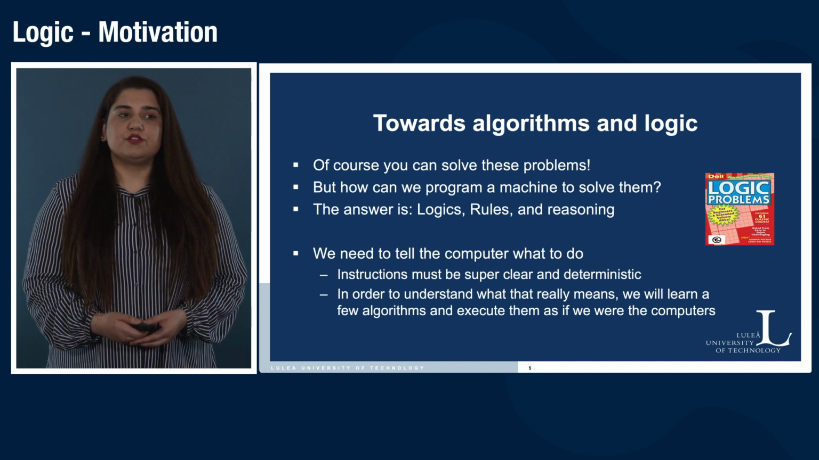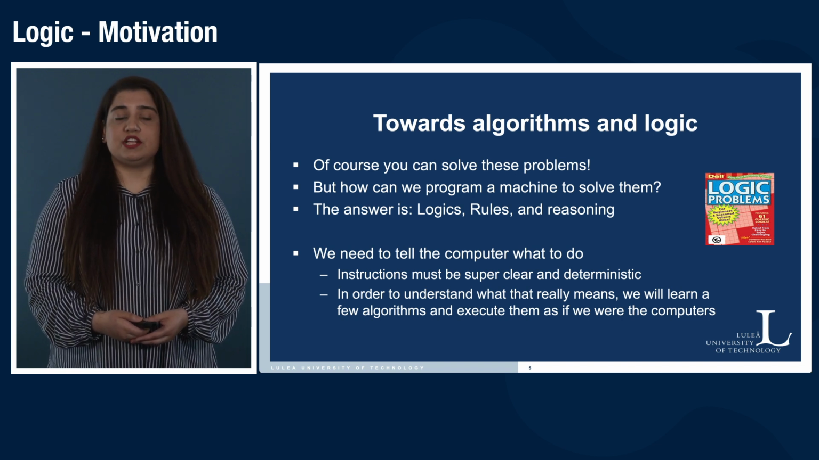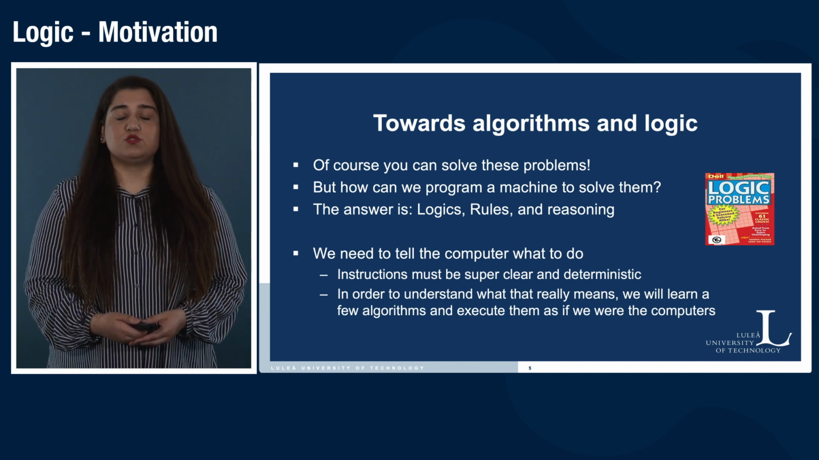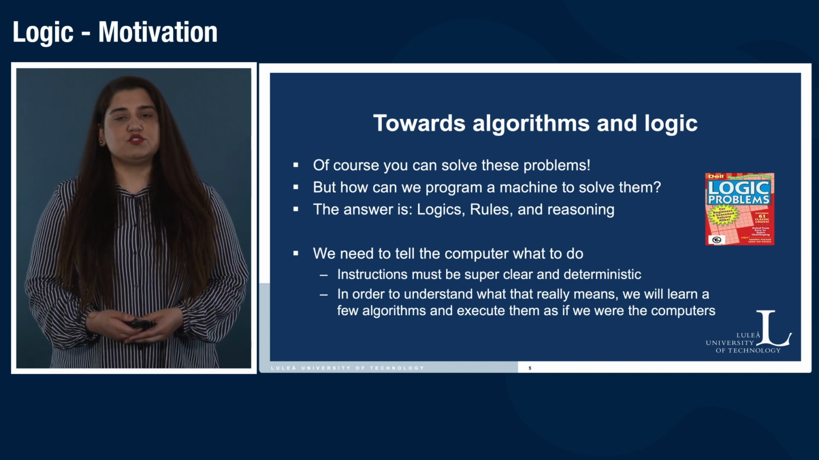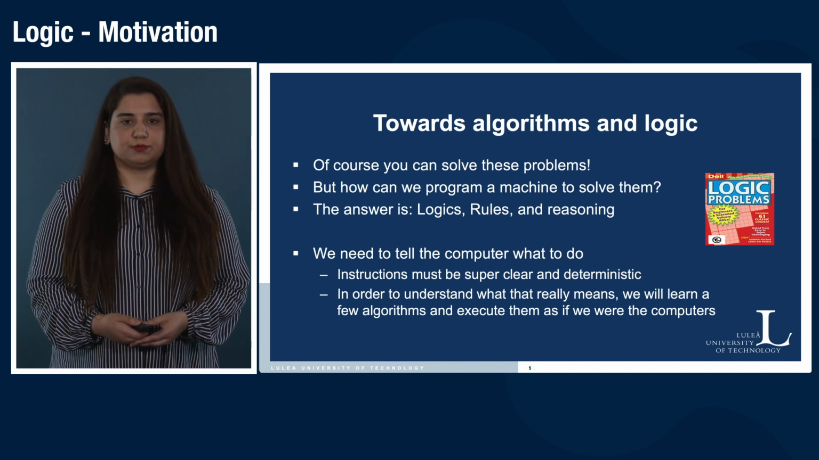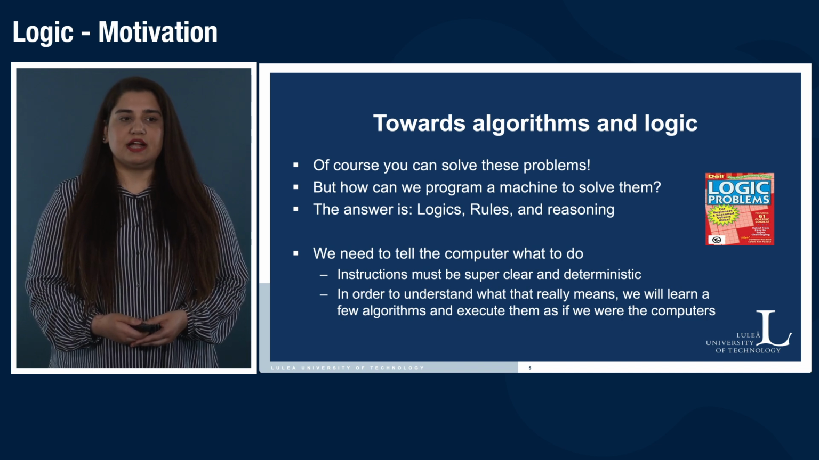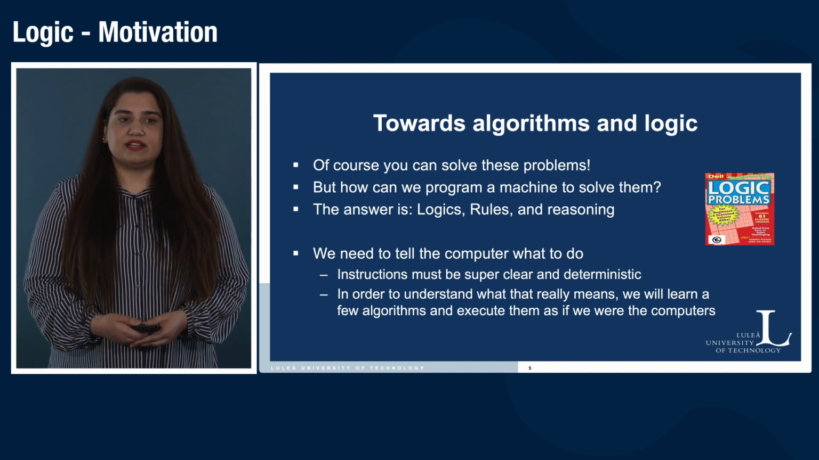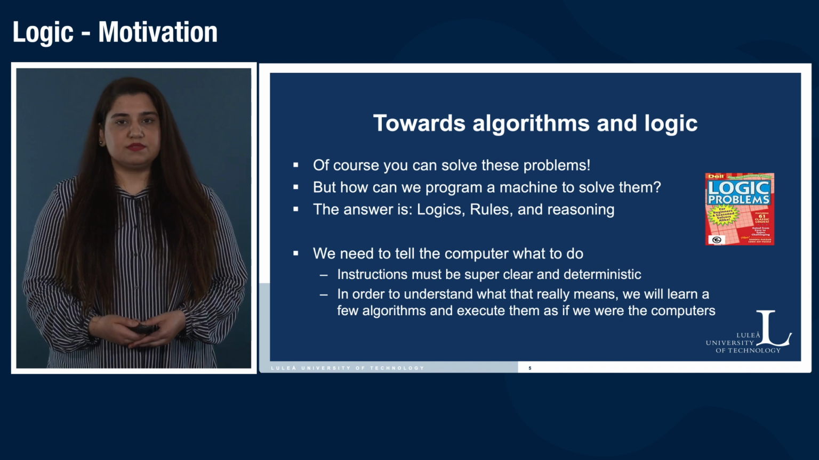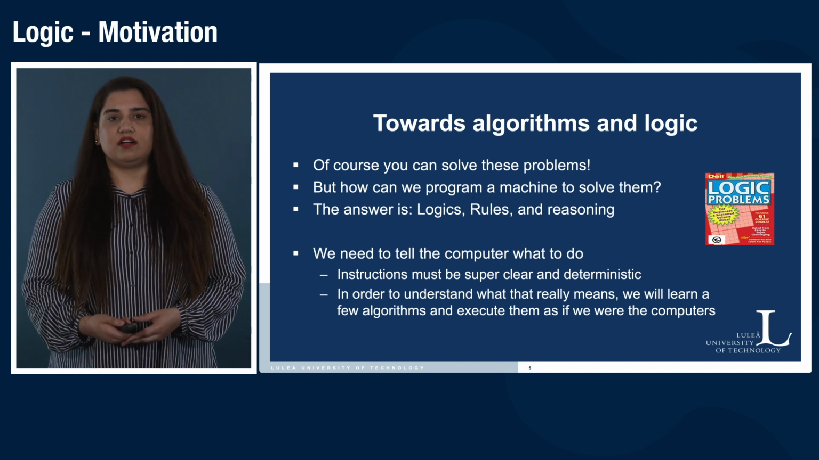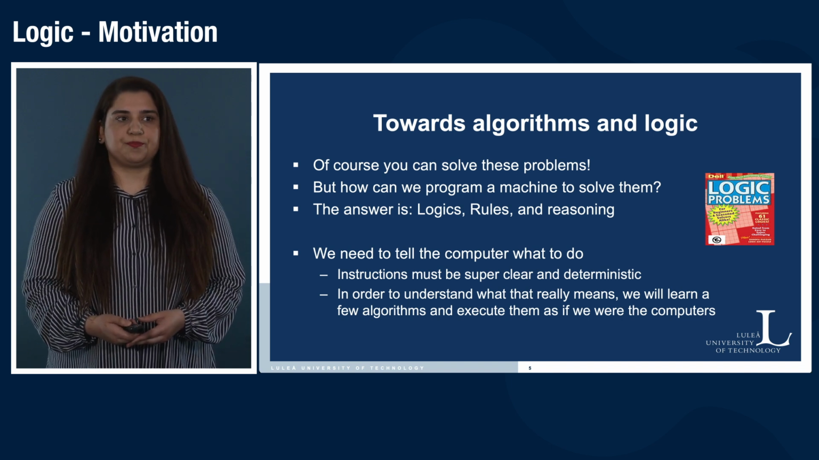So we need to tell the computer what to do in terms of instructions that must be super clear and deterministic, so that the machine is able to understand and act upon them. And for the instructions to be understandable, what we really mean here is that we will learn a few algorithms and execute them as we would if we were computers.